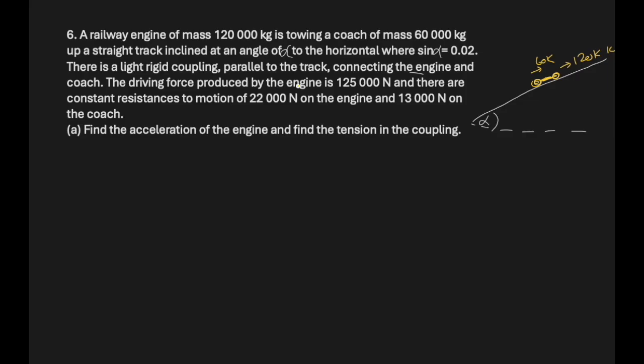The driving force produced by the engine is this. So force applied is 125 kN. Let me write straight away the number. And there is a constant resistive force of 22,000 on the engine. So there is a resistive force of 22 k on the engine and 13 k on the coach. We don't have to bother about friction anymore, air resistance anymore. Total is this. Find the acceleration of the engine and find the tension in the coupling.